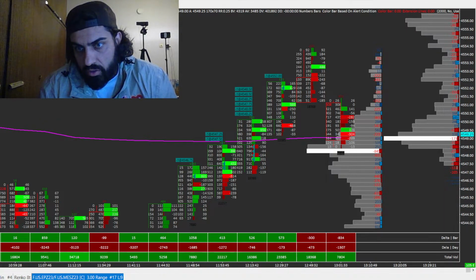Can you explain the quality of the colors on the delta or volume? The quality.